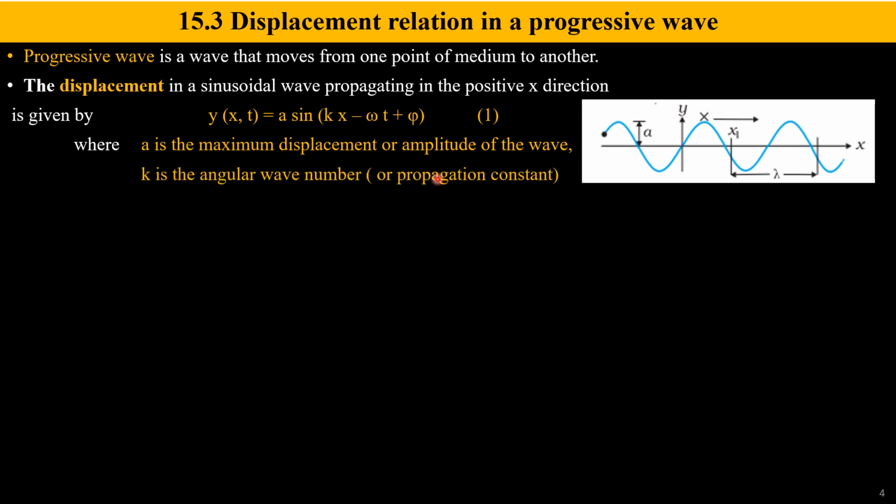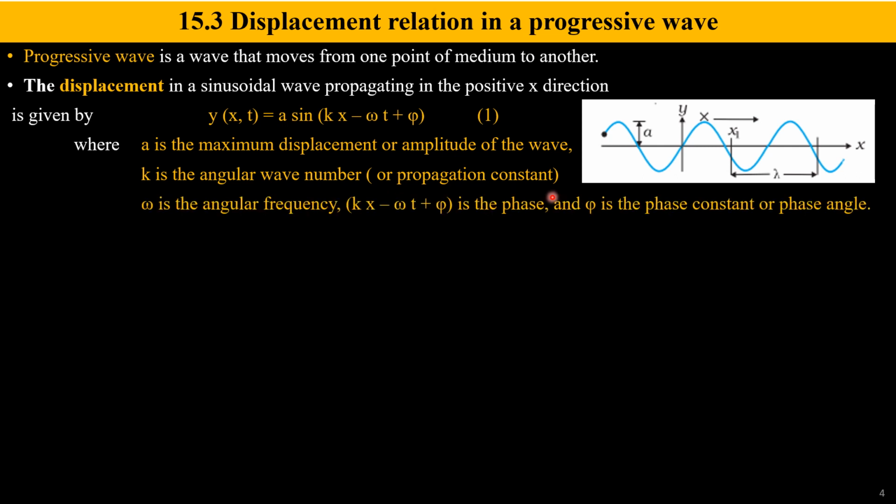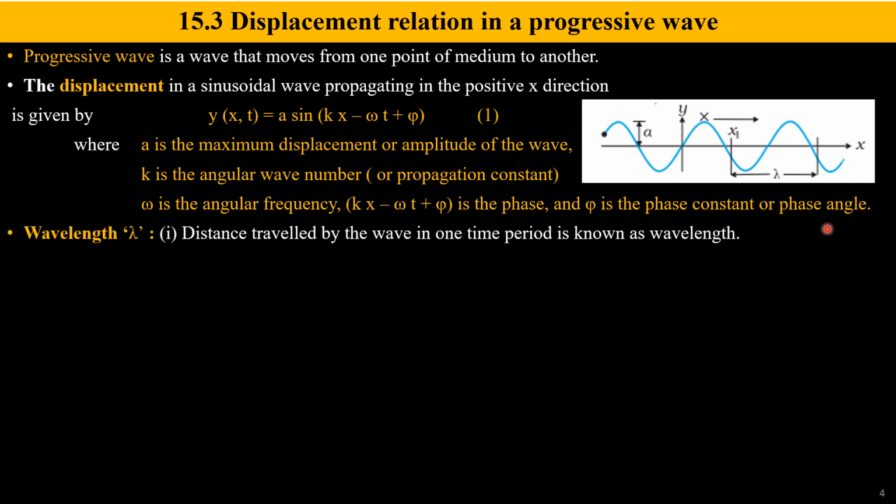The letter k in the argument is the angular wave number. It is also called the propagation constant. Omega is the angular frequency, and the items within the bracket, that is the argument, are kx − ωt + φ. All the three terms combined together is the phase, and φ is the phase constant or phase angle.